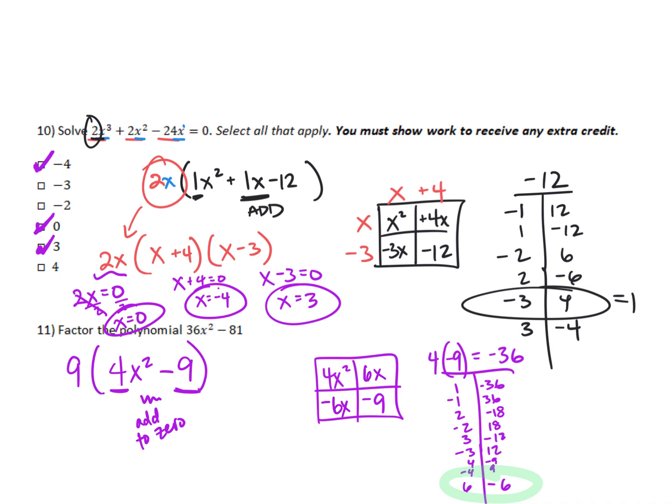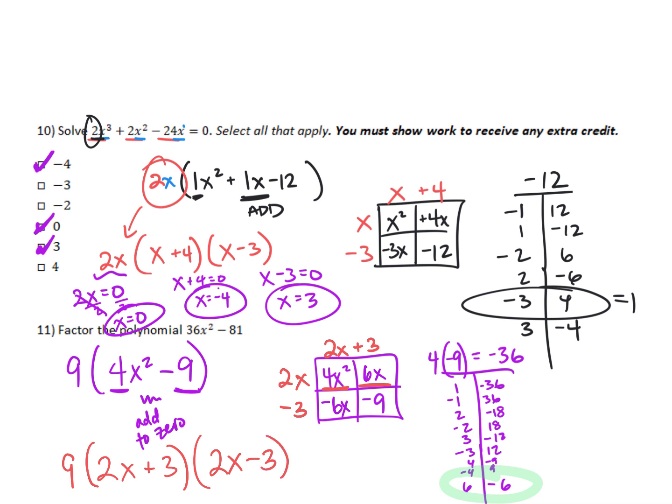Now let's look at GCFs. What goes into both of these terms? Well, they both have an x, and it's a 4 and a 6. So 2 goes into both of them. 2 goes into both of these as well. 2 times what would give me 6? Well, that's a positive 3. 2 times what would give me a negative 6? Well, that's a negative 3. So factored, I had the 9 in front, and I have a 2x plus 3, and another 2x minus 3.